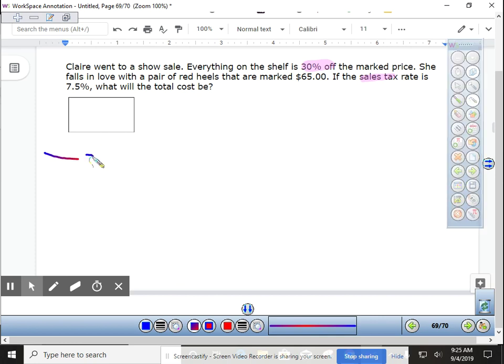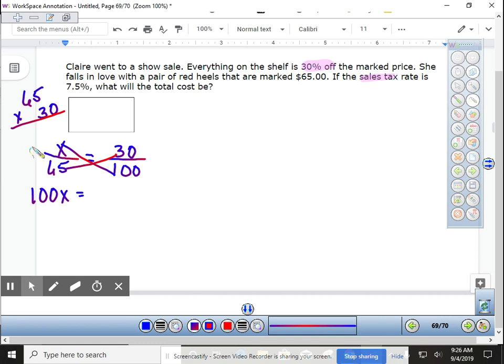This is 100, 30. And what goes over here and where? 65, on the bottom. If I cross multiply, I get 100 times the unknown equals 65 times 30. Awesome. Tell me what you got when you get it.